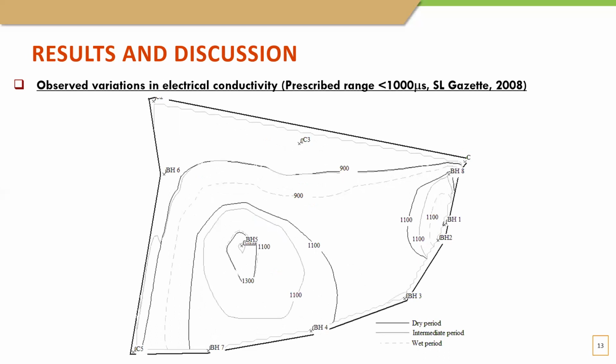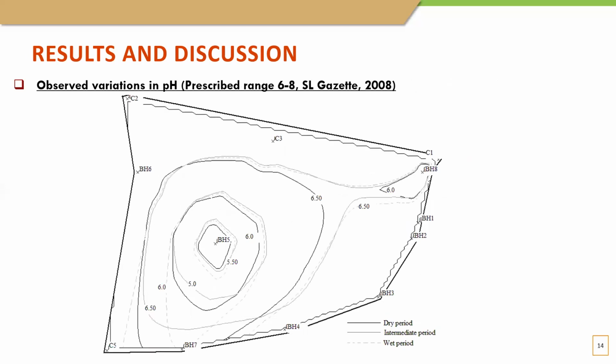And next is electrical conductivity. Electrical conductivity also ranges between 711 microsiemens per centimeter to 1273 microsiemens per centimeter. So BH1, BH2, BH5, BH7, and BH8 exceeded the 1000 microsiemens per centimeter limit according to the Gazette 2008. Next is pH.